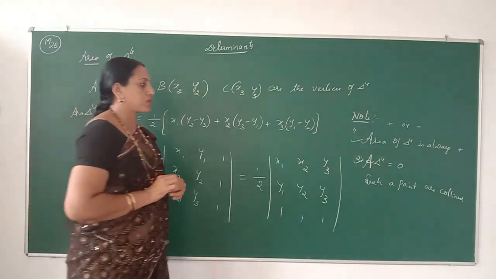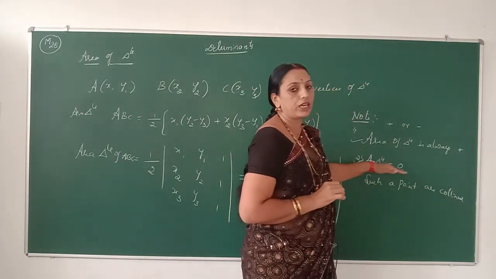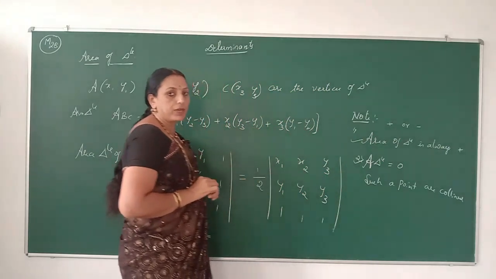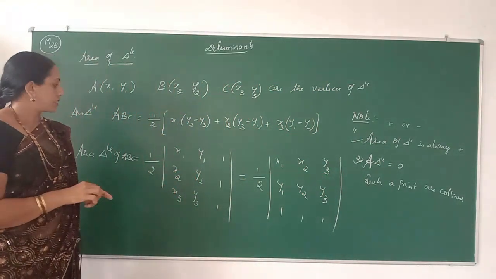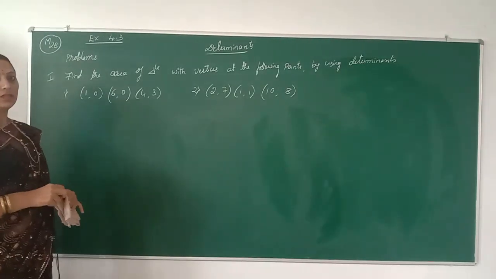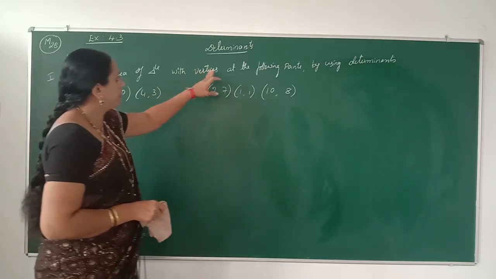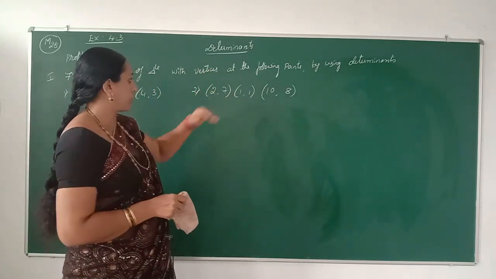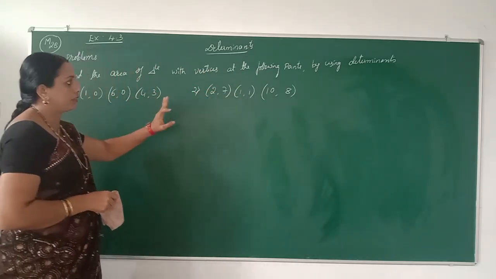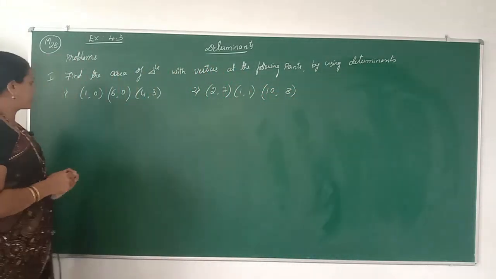In the reverse direction, the points are said to be collinear if and only if the area of the triangle is 0. So next we'll start the problems on the basis of these formulas. Next, problems. Find the area of the triangle with the following given points, which represent the vertices of a triangle, by using the condition of determinants.